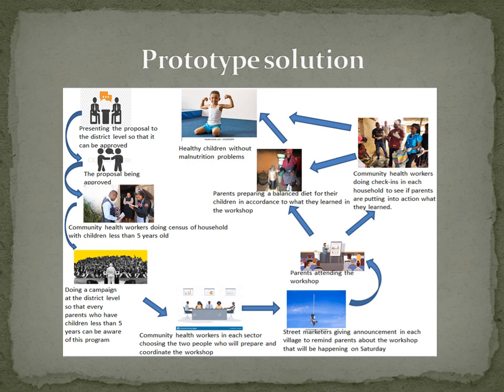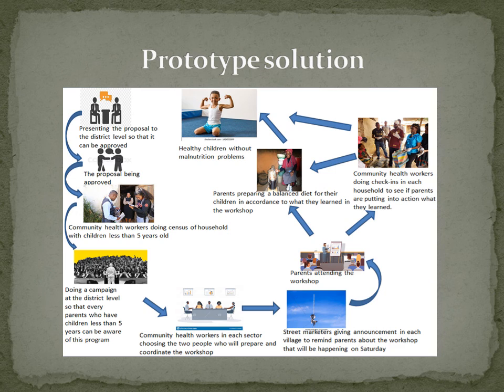Here is the prototype. We start by presenting the proposal to the district level so that it can be approved. After it has been approved, the community health workers will do a census of households with children under the age of 5. After that, we do a campaign at the district level so that every parent who has children under the age of 5 can be aware of this program, which will be followed by the community health workers in each sector choosing 2 people to prepare and coordinate the workshop.